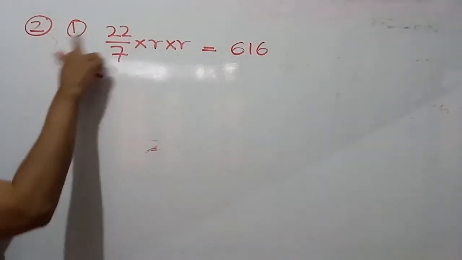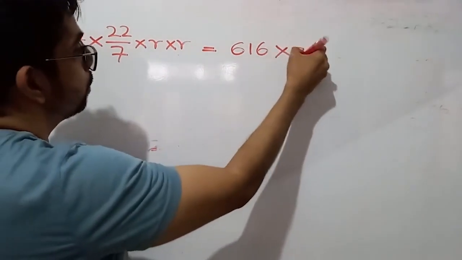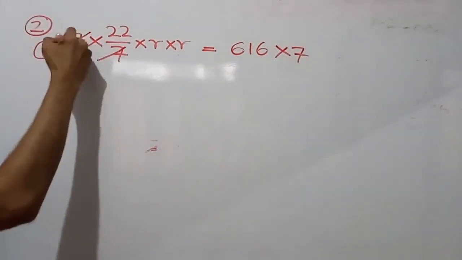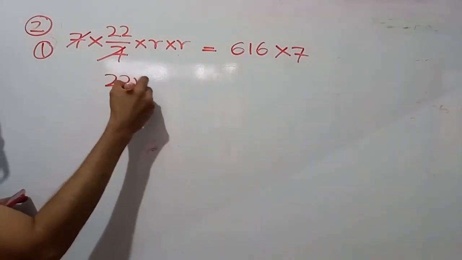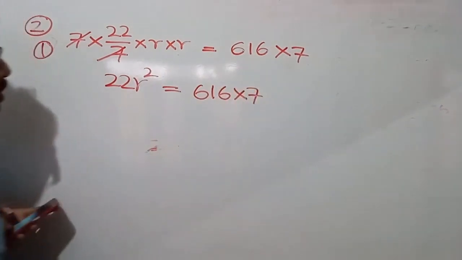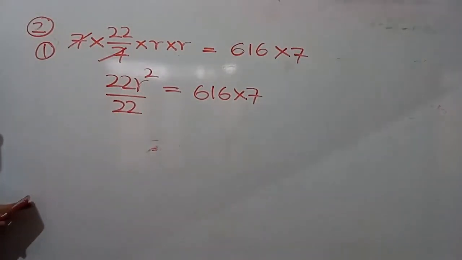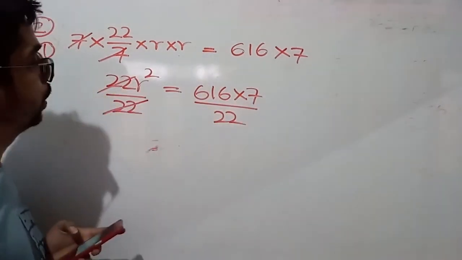Okay. So now I will multiply this side by 7. So I have to do the same thing to the other side. So on this side the 7s cancel out each other. So 22 r square is equal to 616 times 7. Now I will divide this side by 22 and do the same thing to the other side. So I can cancel out the 22 on this side.